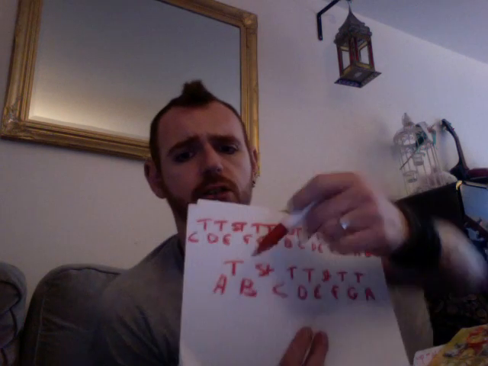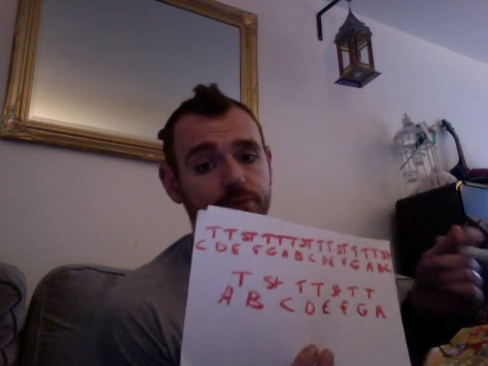Okay, so we start on an A, and we go up to a B. That B is a tone away. The C is a semitone away. The D is a tone away. The E is a tone away. F is a semitone away. G is another tone. And then back to A gives us another tone. So we get this formula here. We get tone, semitone, tone, tone, semitone, tone, tone.